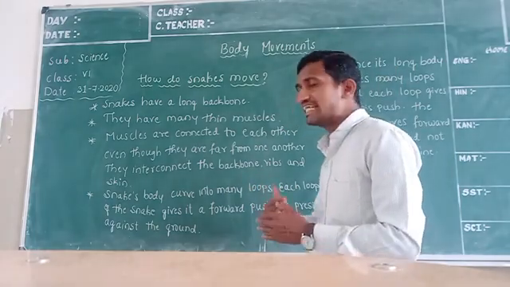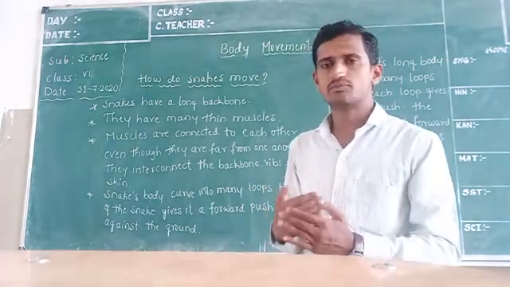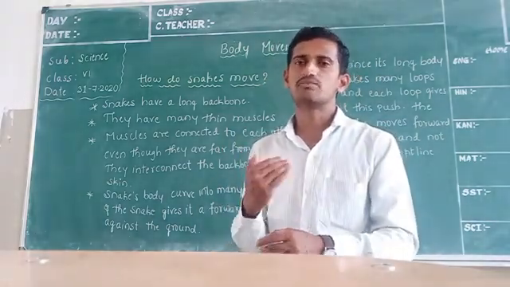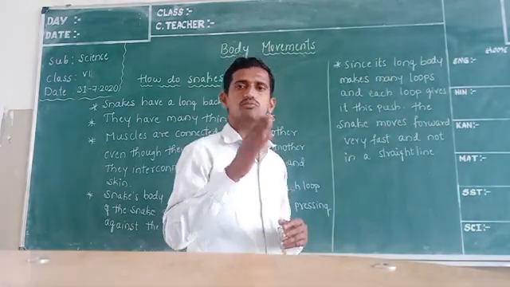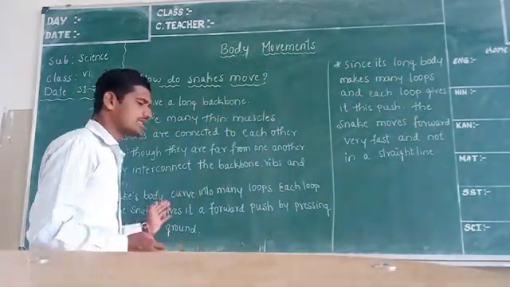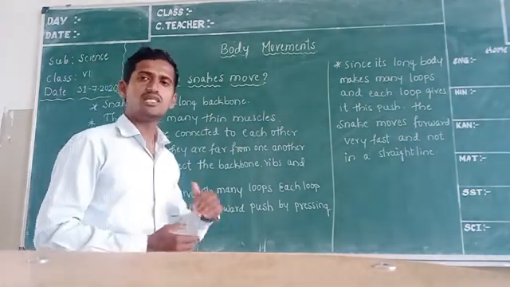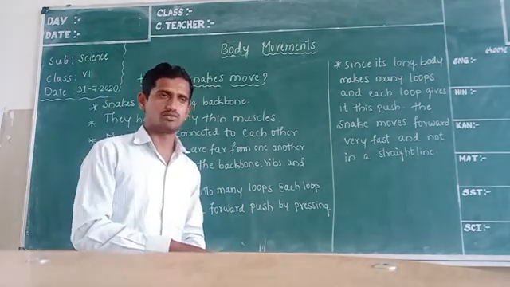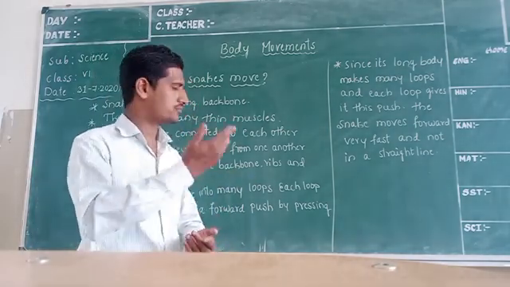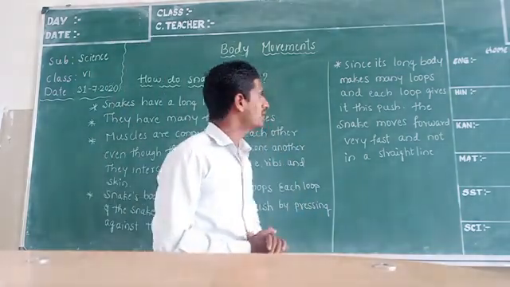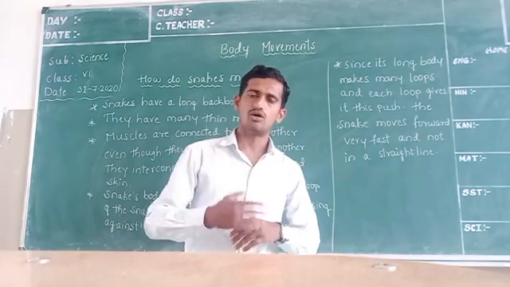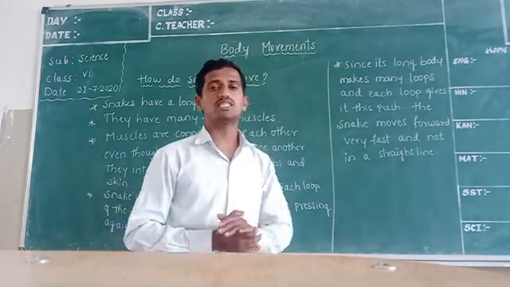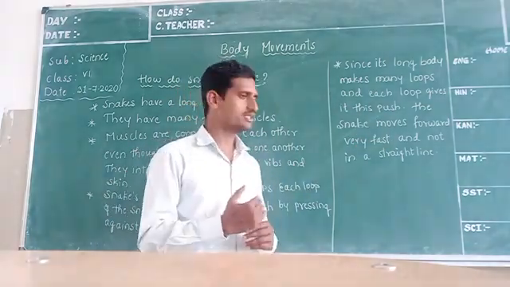By pressing against the ground, each loop of its body gives a press. By pressing forward against the ground, it makes the body of the snake move forward. So those loops help it. Since it has a long body and its body makes many loops, each loop gives it a forward push by pressing against the ground.